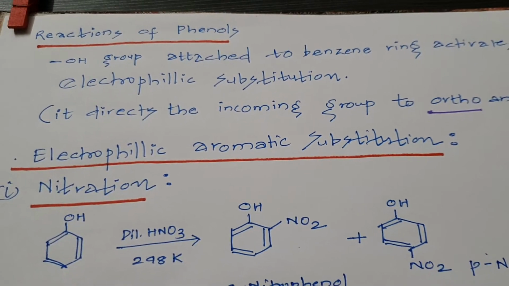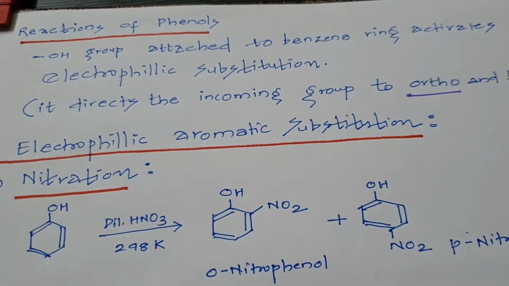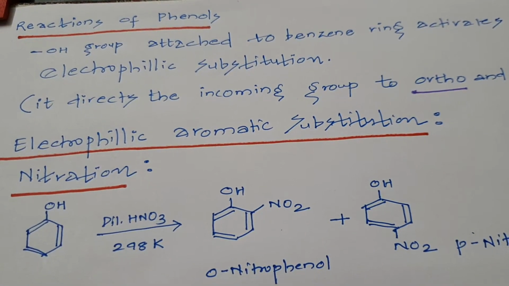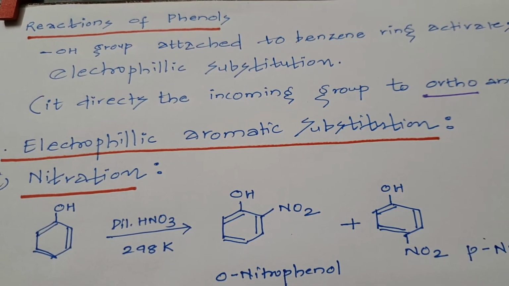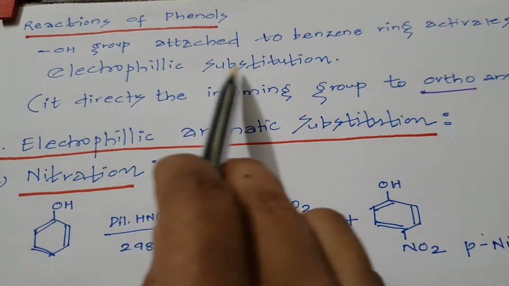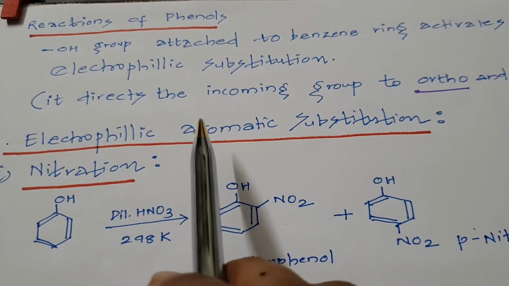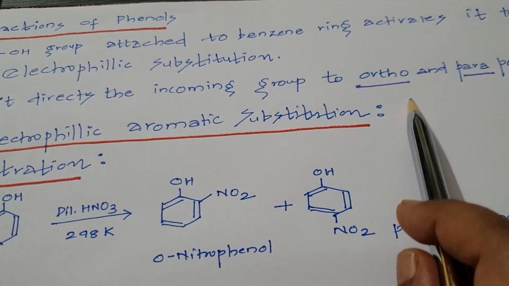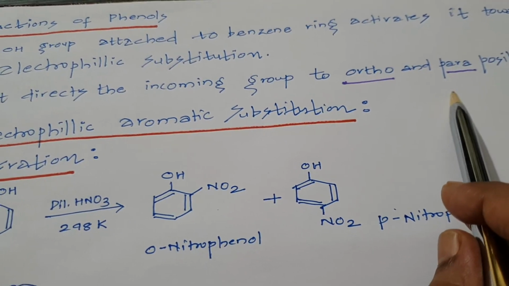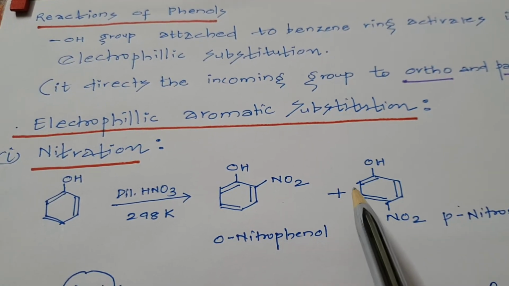Let us study the chemical reactions of phenols. The OH group which is attached in the phenol, that is the OH group on the benzene ring, activates the electrophilic substitution reaction. The OH group on the benzene ring directs the incoming group to the ortho and the para position. Ortho is 1,2 position and para is 1,4 position.